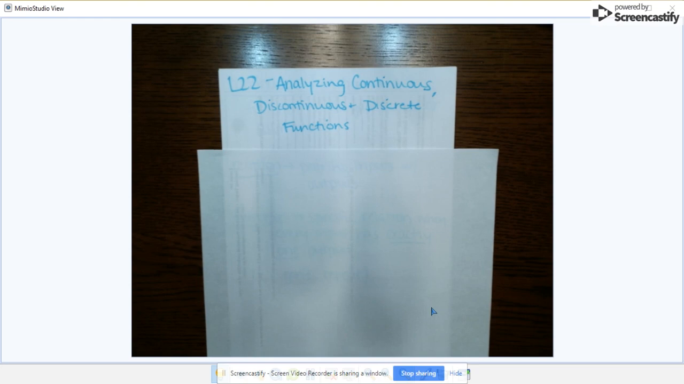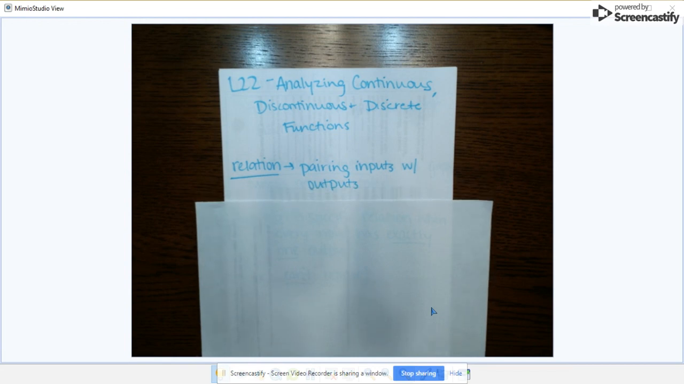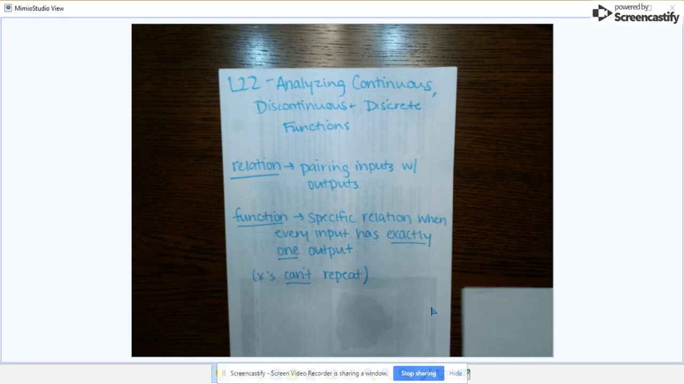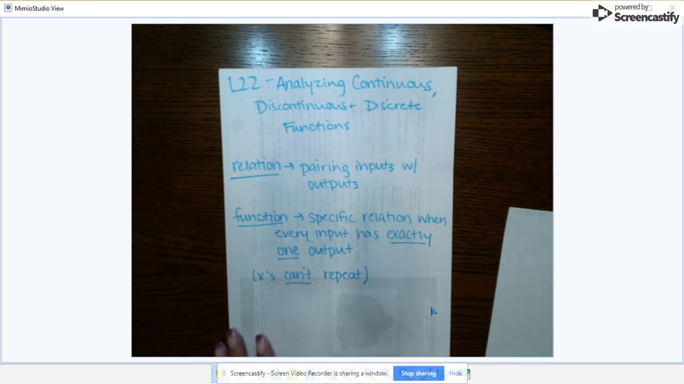Hello, we're going to look at continuous, discontinuous, and discrete functions today. So just a couple of reminders. A relation is when I pair any input with any output. And then more specifically, we have functions. Functions are relations, but every input has exactly one output. In other words, your inputs or your x values cannot repeat.